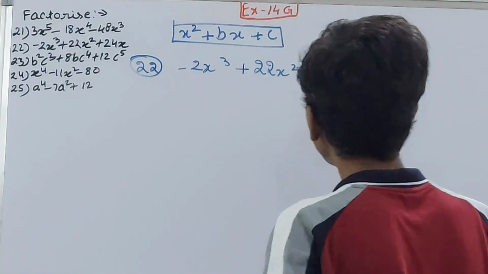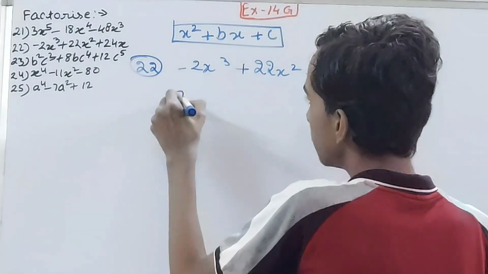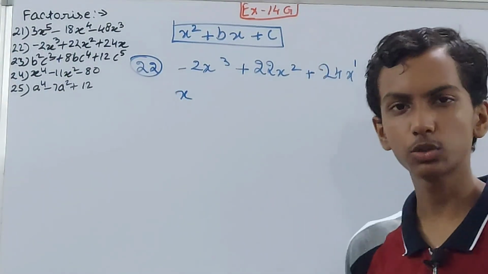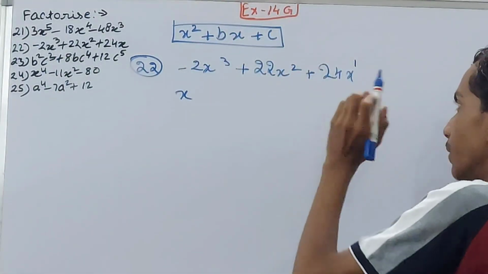What can we take common in the variables? X cube, x square, x to power 1. Always choose the variable with the lowest power. That means you will take x common. Okay, and from the numbers you have minus 2, plus 22, plus 24.